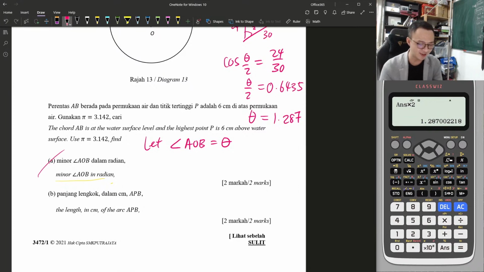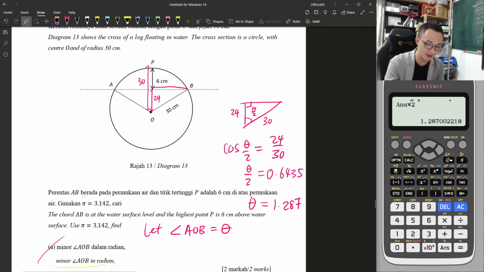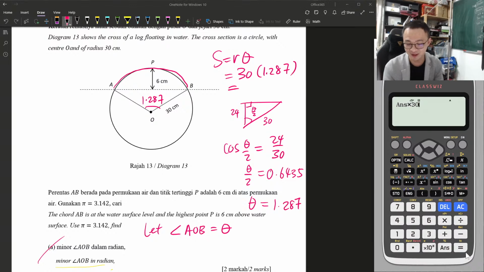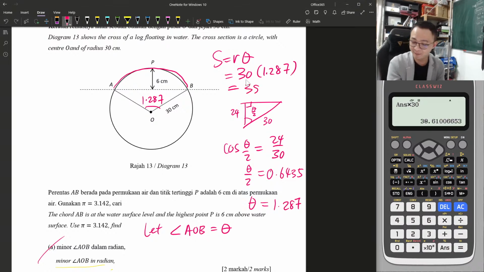And then find the length of the arc APB. Alright, they asked about A. It's very easy. Since we know this one is 1.287, S equals R theta. So the S is basically APB, right? R is 30, theta is 1.287. So this answer times 30 will be 38.61 centimeter. Done.